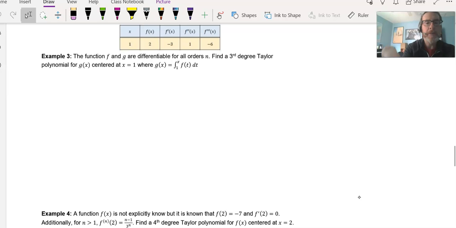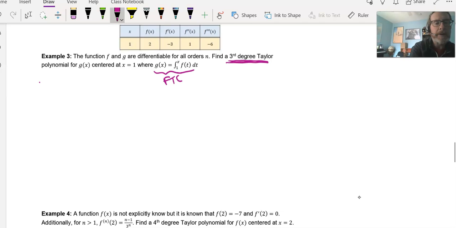So example 3 talks about f and g being differentiable for all orders n. Find the third degree Taylor polynomial for g of x centered at 1, where g of x equals the integral from 1 to x of f of t dt. So we know that we're going to be winding up using the fundamental theorem of calculus at some point for this. If they want the third degree Taylor polynomial, we have to think about what that really would involve. And we have to know where we're centered.